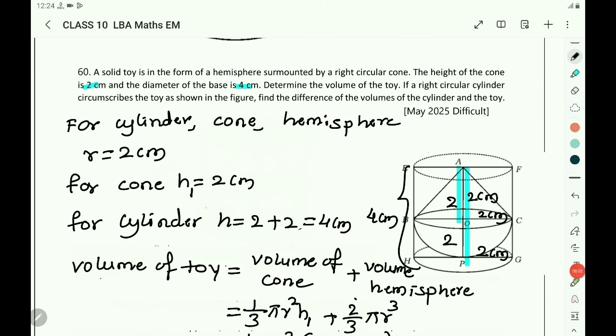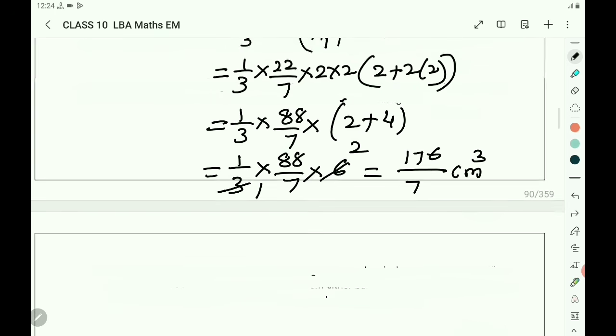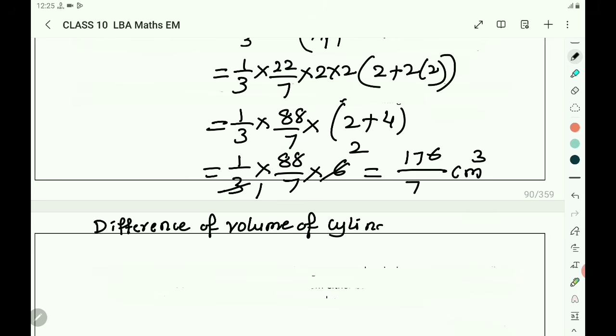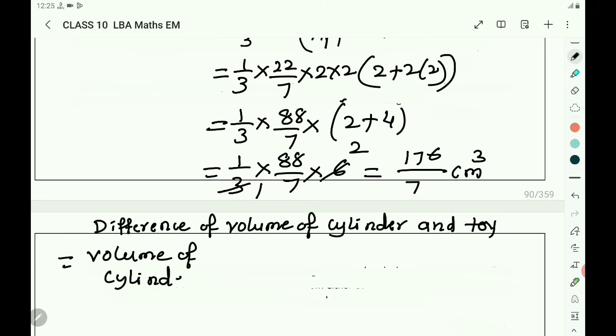Next, what you have to find out? We have to find the difference of the volume of the cylinder and the toy. Then you write difference of volume of cylinder and toy equals what? Volume of cylinder minus volume of toy.